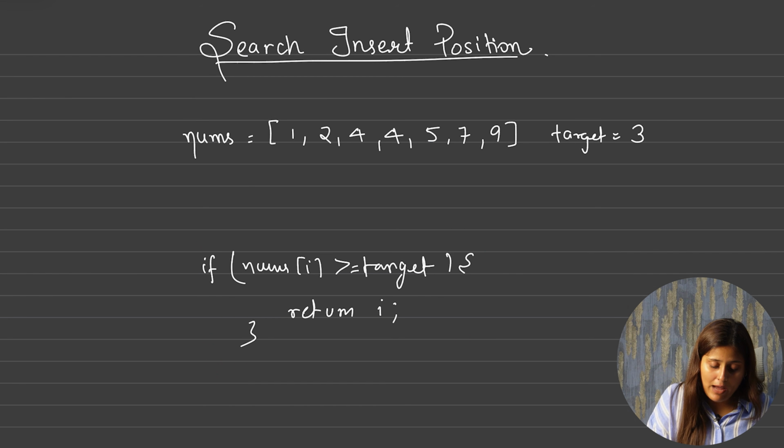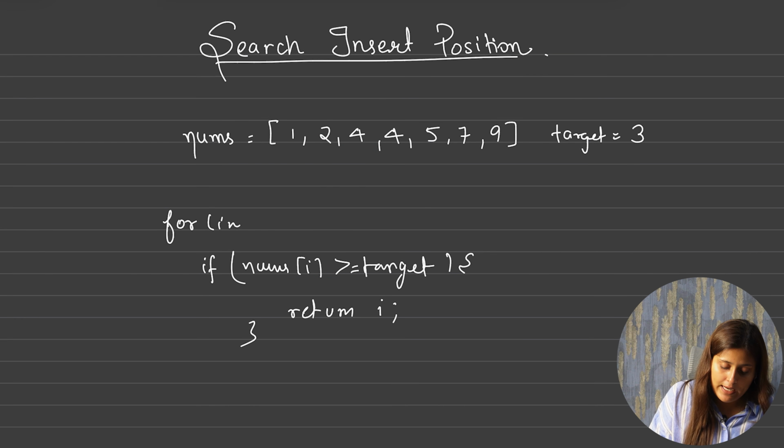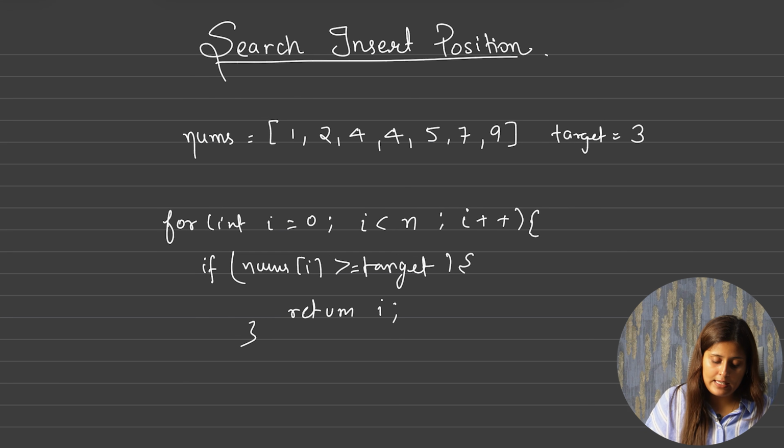But for this, we have to iterate at every index, one by one. So for that we have to put this in a for loop. Yes, let's close this. Int i is equal to 0, i less than nums.length, let's say n, and i++. And in this we can say if our nums[i] is greater than target, then we will return.